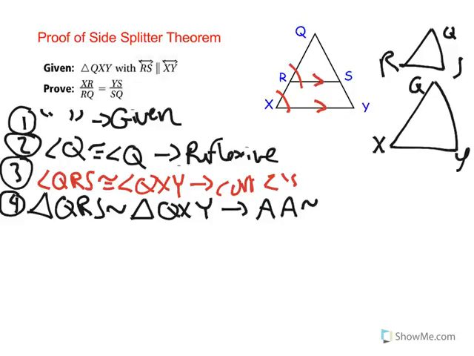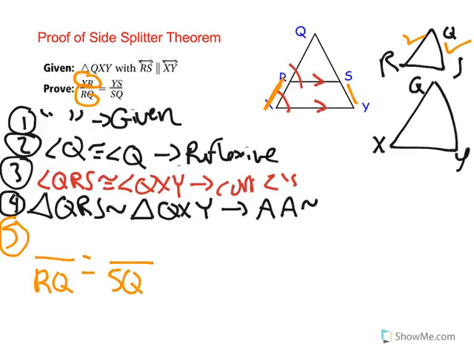Now, we want to prove XR is not a side of one of those triangles. So we're not going to want to use that right away. But RQ is a whole side. So we're going to leave RQ where it is. And then the same thing happens with YS. YS is not a whole side, but SQ is. So leaving SQ where it was supposed to be.